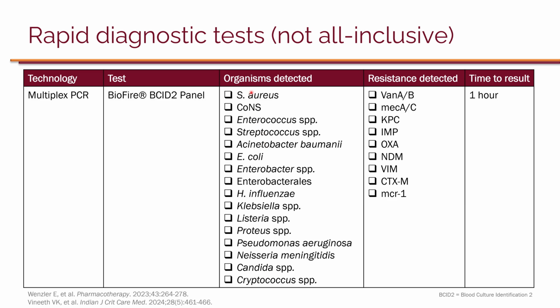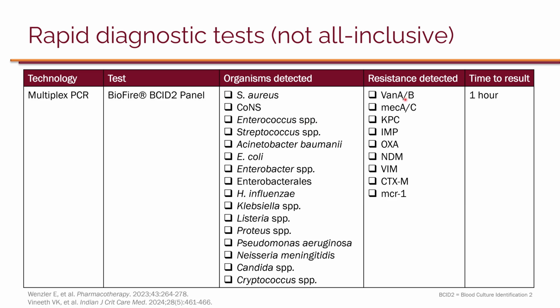Now, if it doesn't detect anything, it could be that there is an infection due to organisms that are not listed here, so it will not detect it. But also it is possible to have a false negative. But that is extremely rare because these tests such as PCR have extremely high sensitivity. So the probability of a false negative is pretty much extremely rare, less than 1%.